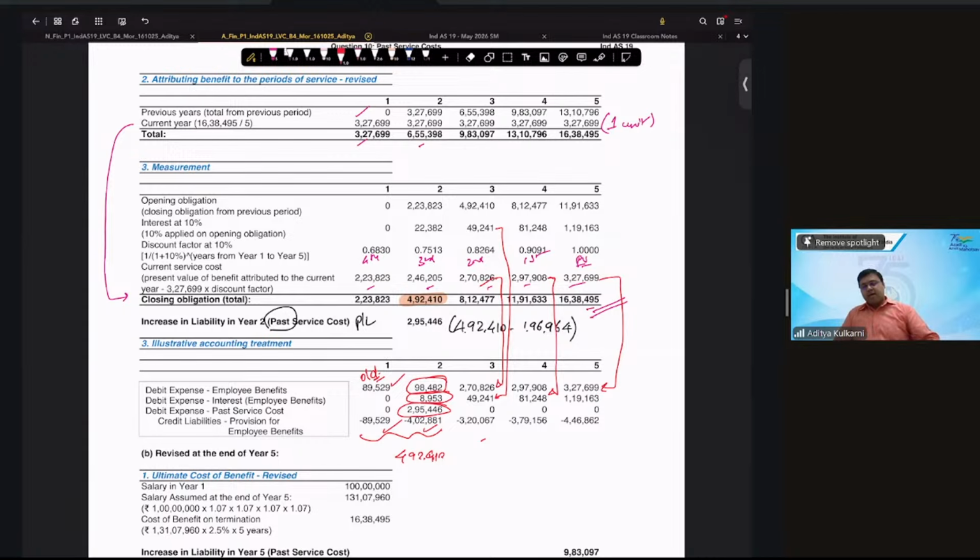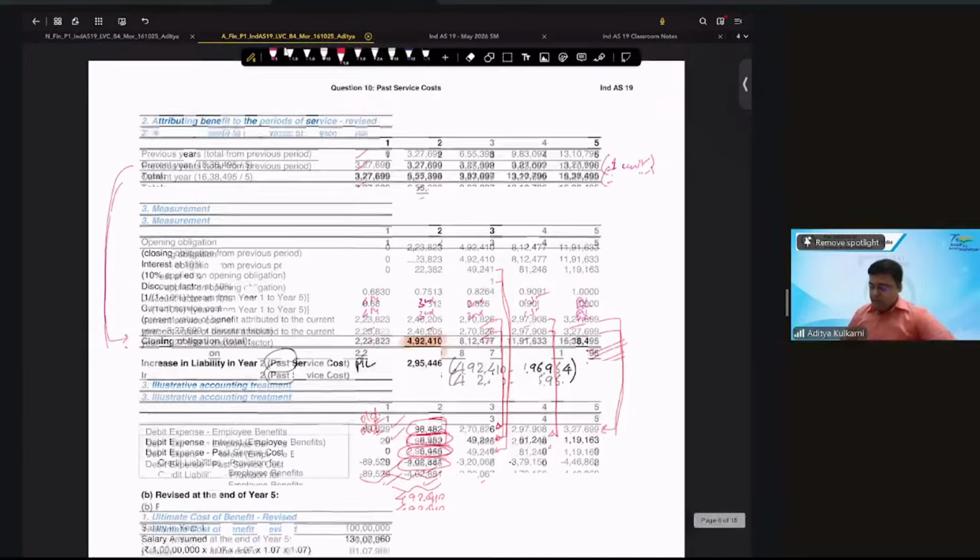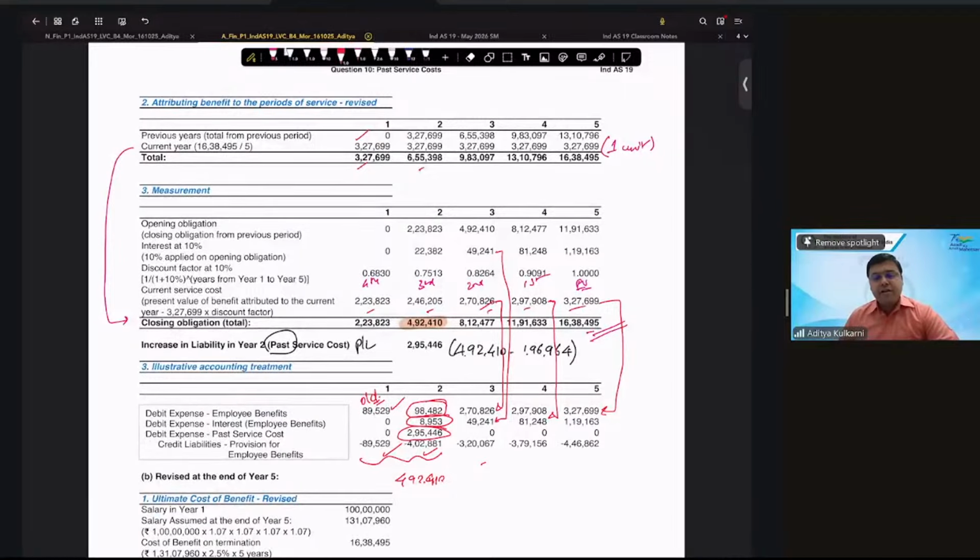This is the way the accounting will happen. So, a past service cost will be accounted immediately when it comes into force, because the services are already rendered. Now you tell me, if the benefit is changed at the end of year 5, when are you going to recognize the past service cost? At the end of year 5. What will that mean?